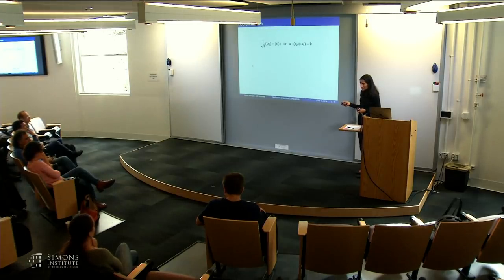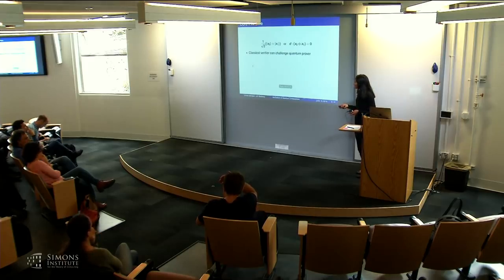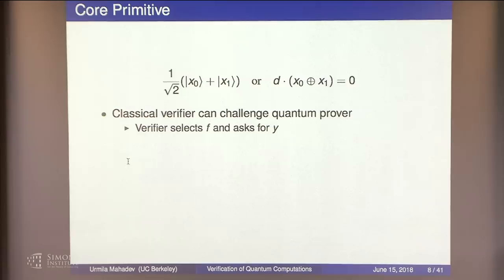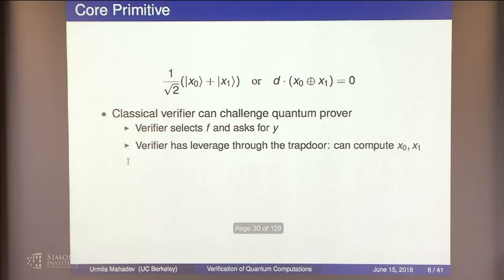Given this setup, the verifier can challenge the quantum prover. The way he does this is he first selects the function f, and he asks the prover to produce an image y. At this point, he already has leverage over the prover, because once the verifier receives y, he can use the trapdoor to compute both inverses, but the prover cannot compute both inverses, because that would be finding a claw.